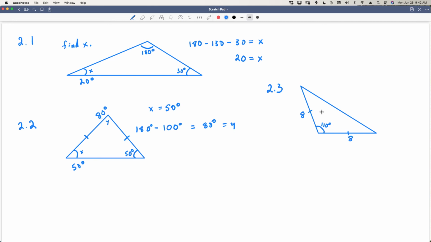Well, if these two legs are the same, then these two angles of measure have to be the same. So what that tells me is that we can subtract 110 from 180, and that leaves 70, and we have to divide that equally between these two because these have the same measurement. So we divide that by 2, and that is going to equal 35. So this angle of measure is going to be 35 degrees, and this angle of measure is going to be 35 degrees because 35 plus 35 plus 110 equals 180.